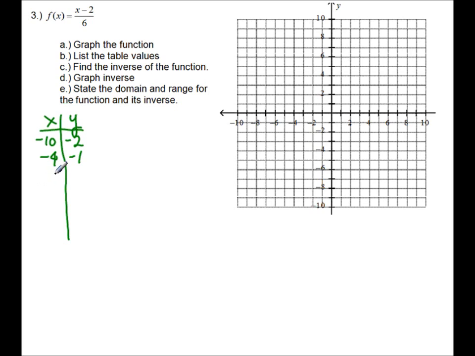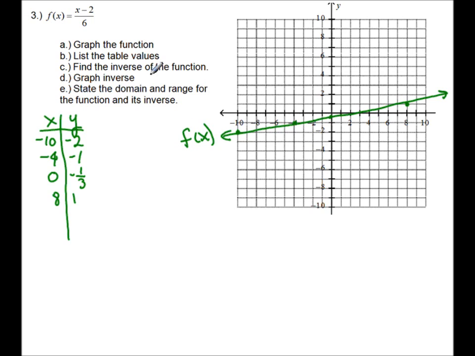And then we always want to look at 0, what's happening at 0. And so we get -1/3. Our next value is 8. And 8 minus 2 is 6. 6 divided by 6 is 1. And then what we want to do is graph these points. So we got -10, 2, -4, -1, 0, -1/3, 8 and 1. And so then we want to draw our line, and this is f of x.